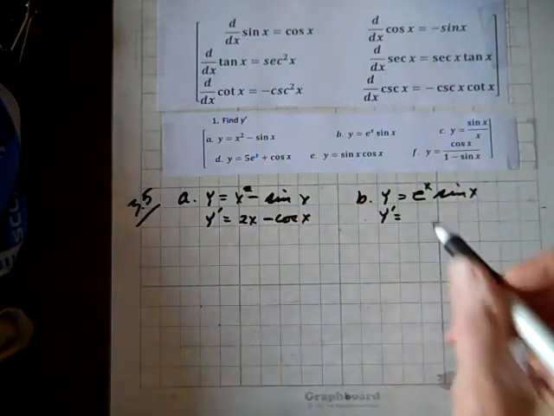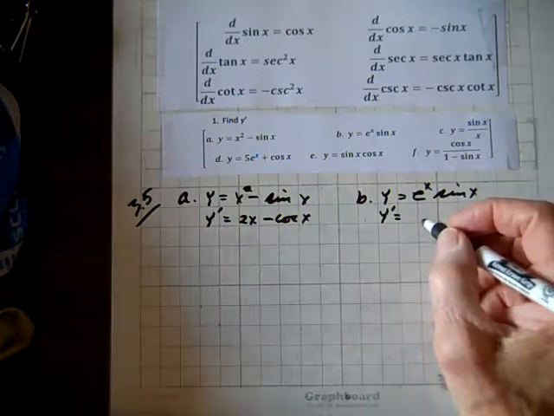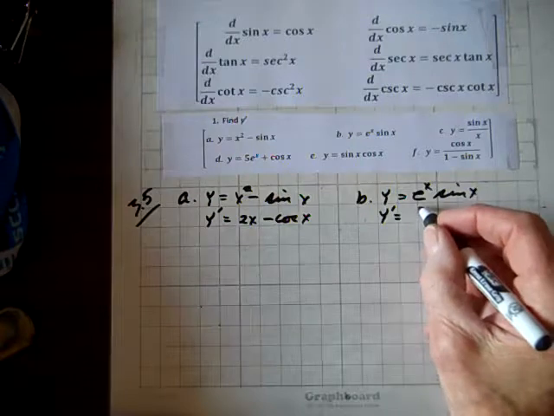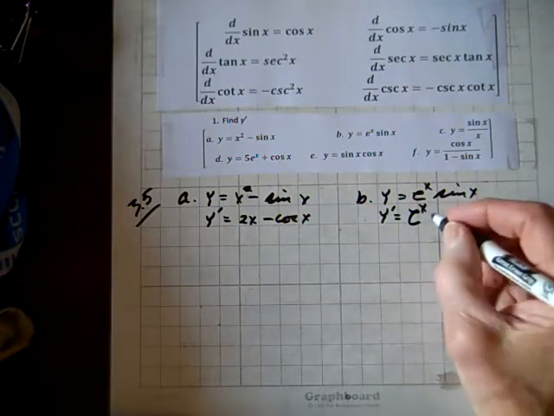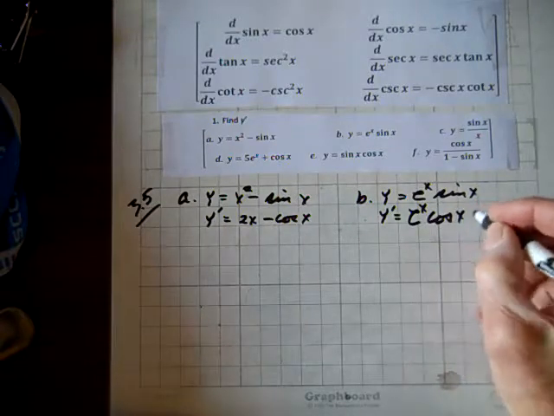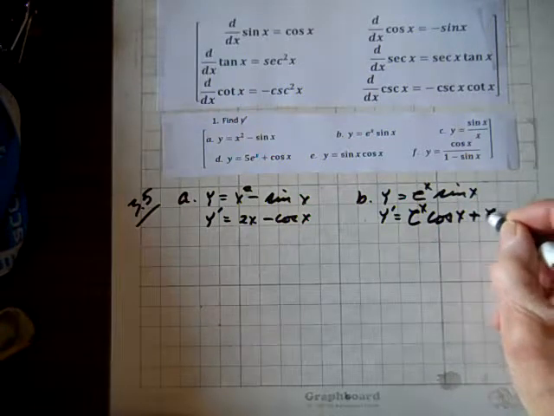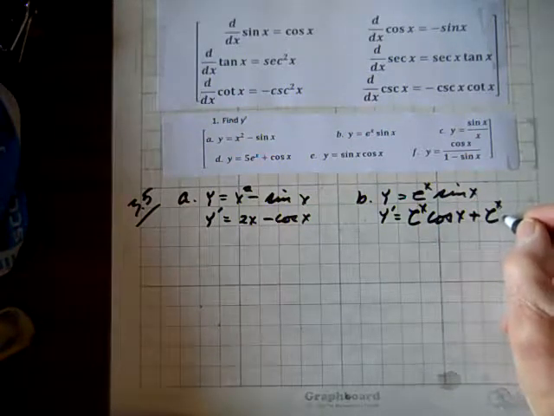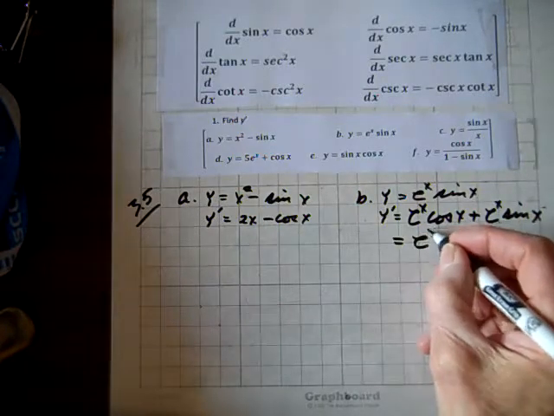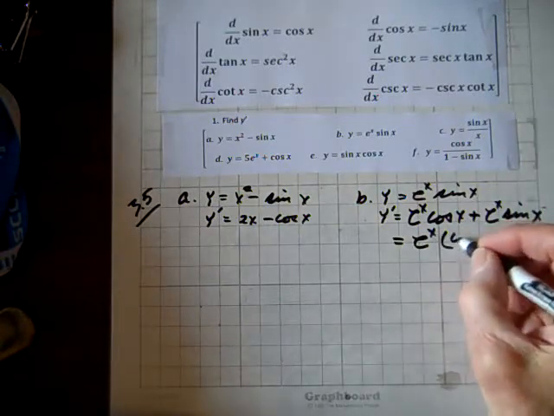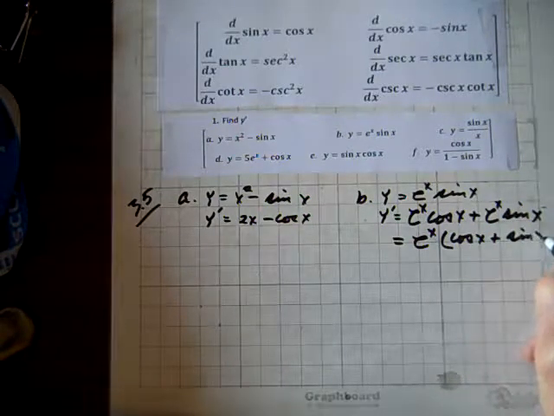We're done. Now here we're going to need the product rule because we've got the product of two functions of x. So let's hold e to the x constant and take the derivative of sine x, which is cosine of x, plus now we'll hold sine x constant and take the derivative of e to the x, which is e to the x. So there we have it, and if you want we can factor an e to the x out of both terms and we get cosine of x plus sine of x.